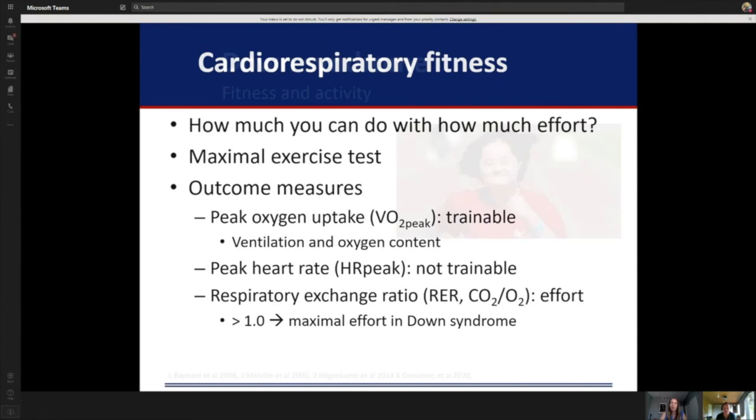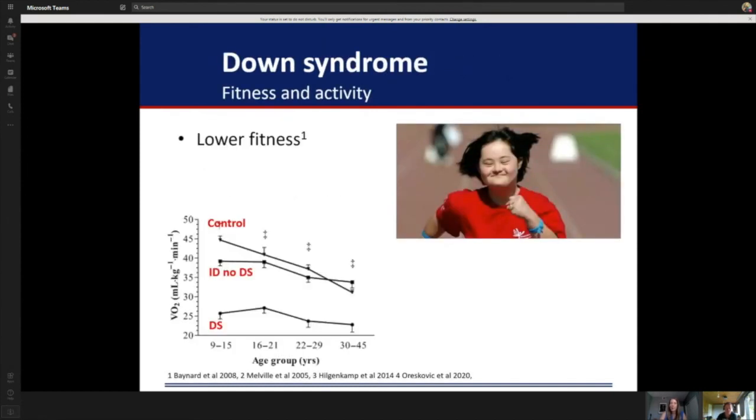So for Down syndrome, what we know is they have lower fitness. This is a study in 2008 in a really large population, a compiled data set of max tests in Down syndrome. And as you can see, that bottom line is their VO2. So it is really considerably lower. They also have more obesity and lower physical activity.